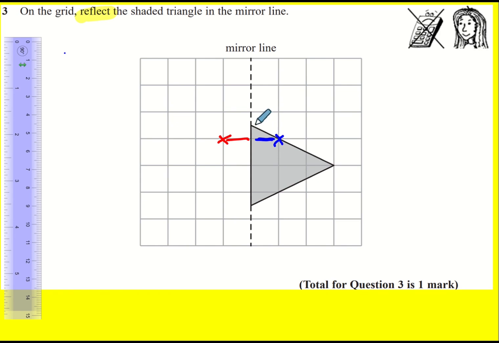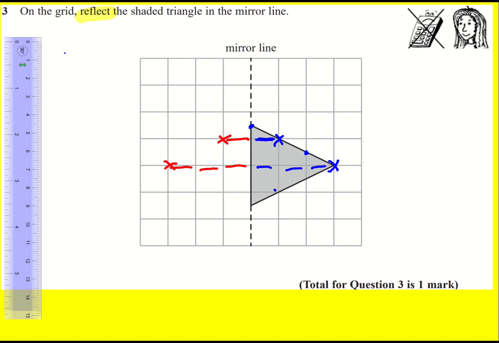I'm not going to pick this point here or this point here because it's not actually on a cross of the point of the grid behind. So this one here is on a cross. And I can see that that is 3 squares from the mirror line. So I'm going to go 3 squares on the other side. And this red point here is a reflection of the blue point on the right.